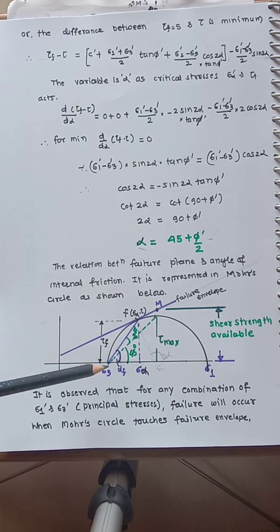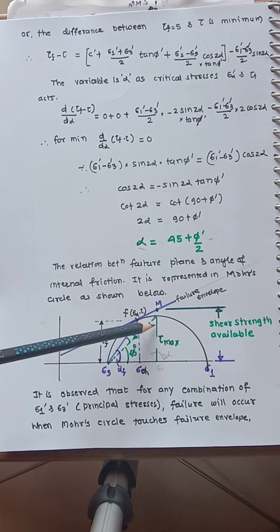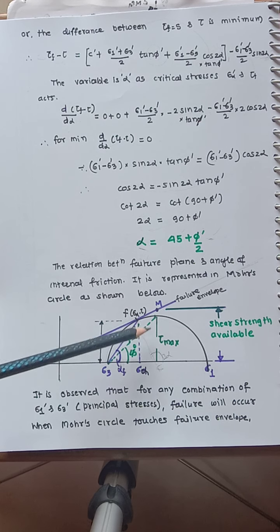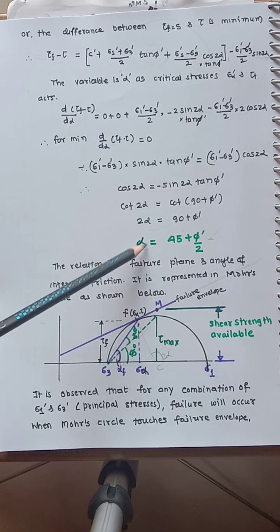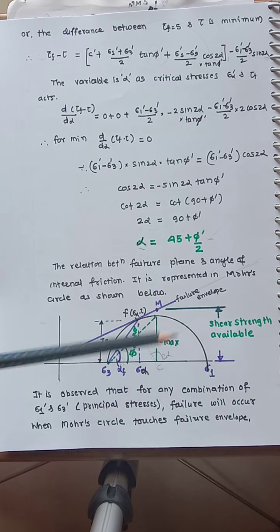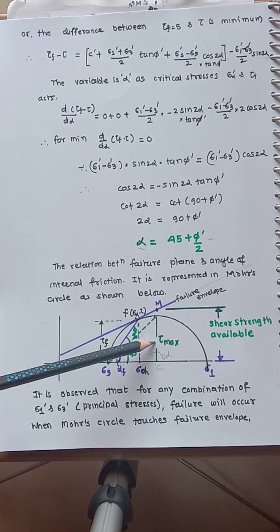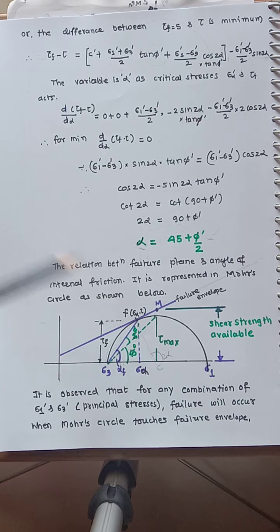So here you can see this is the radius or the maximum shear stress, and this is the shear stress at failure, tau f. If I join this maximum shear stress line, the angle is 45 degrees and this small angle is phi by 2. So the total angle, this alpha at failure, is 45 plus phi by 2, or here it is 90 plus phi.